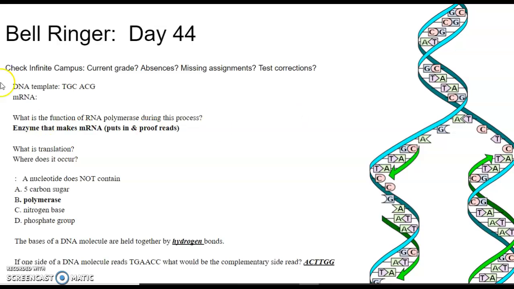Okay, next it says our DNA template is TGCACG. And we're going to make an mRNA. Okay, remember the big thing to remember when we're going from DNA to RNA is that there are no T's in RNA. Uracil is going to replace thymine. So if you think you're supposed to be putting a T, but it's RNA, you're going to put a U.